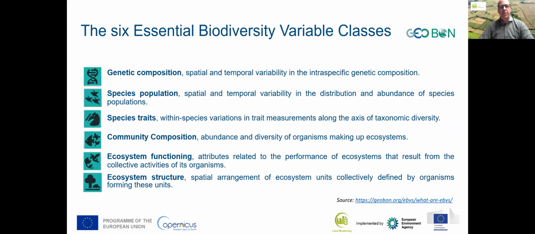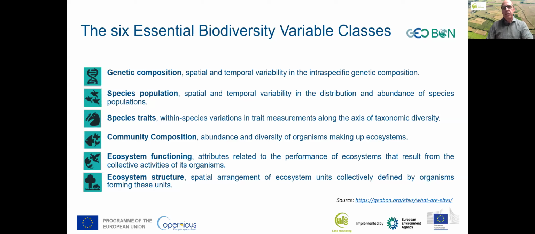There are 6 classes: genetic composition, species populations, species traits. That's looking at the variability in genetic composition, species populations and taxonomic diversity. Then you move on to community composition, where we look at the diversity of the organisms which make up the ecosystem, so a little bit at the larger scale. And finally, we have ecosystem functioning, which attributes the performance of the ecosystems to the activities of the organisms, and ecosystem structure, which is more the spatial arrangement of these different organisms.